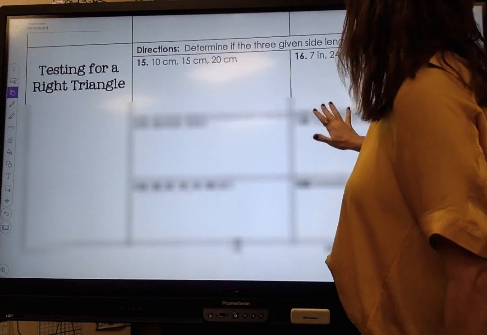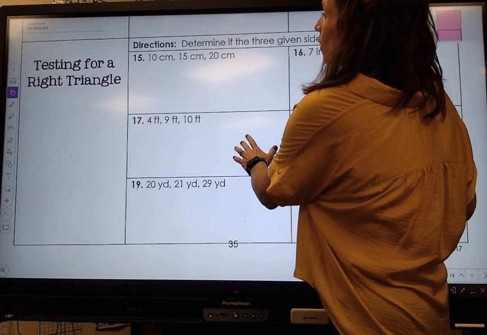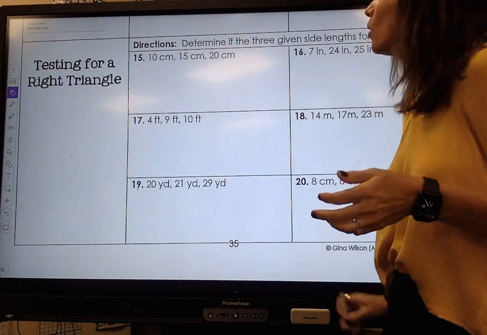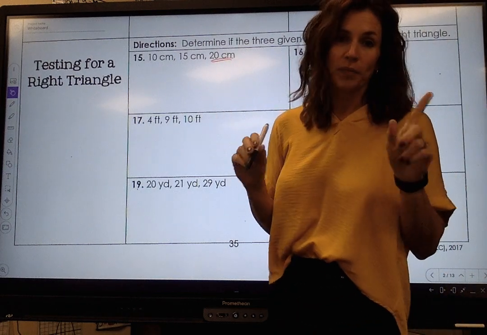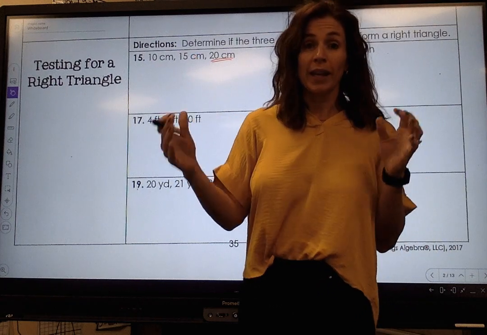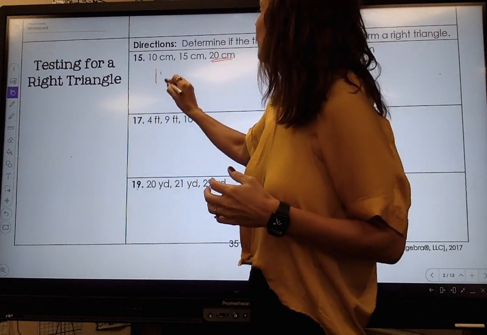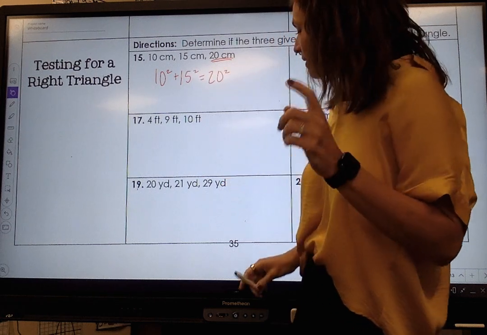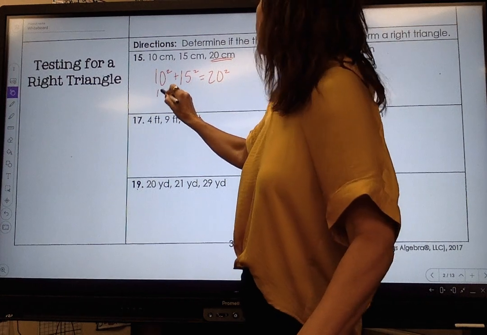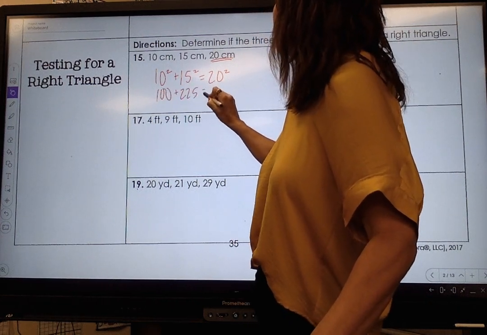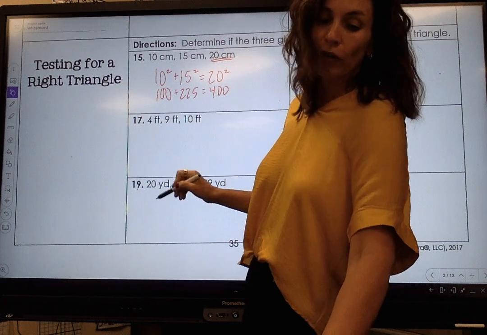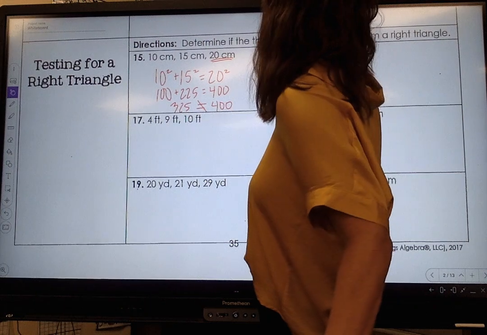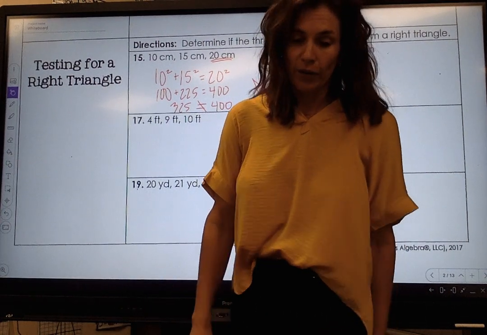Okay? All right. Now, let's look down here. If we're testing for whether or not it's a right triangle, all we're going to do is use the formula. Remember, the hypotenuse is always your longest side. Always. So I'm just going to use the formula and test for equality. So 10 squared plus 15 squared equals 20 squared. I'm going to type that into my calculator, and I get 100 plus 225, and does that equal 400? 325 does not equal 400, so no. This is not a right triangle.